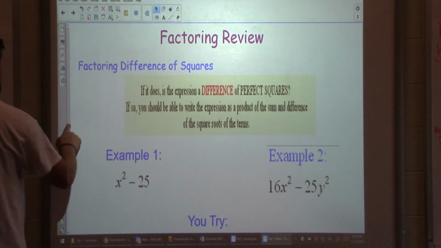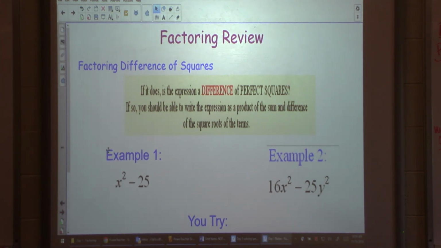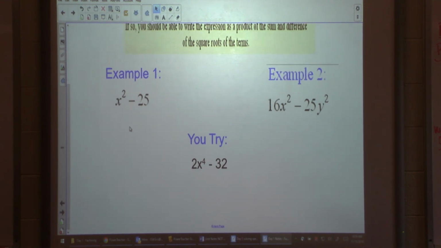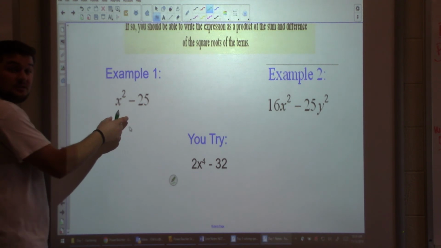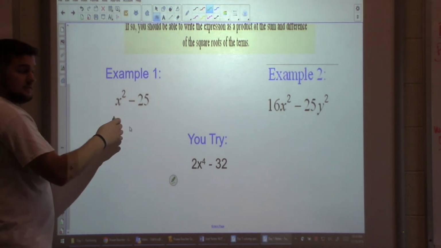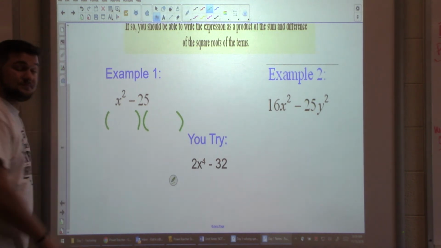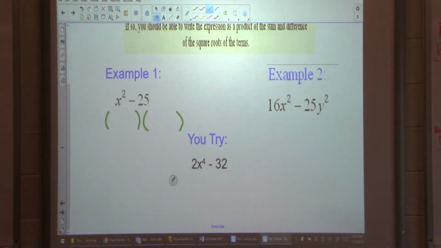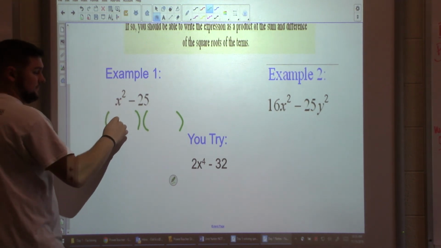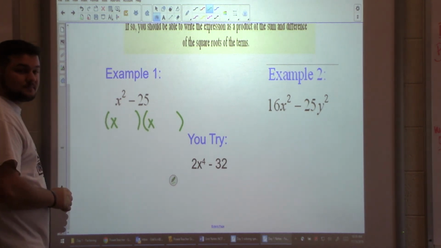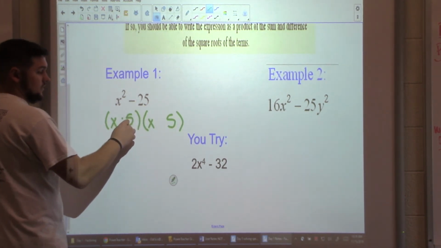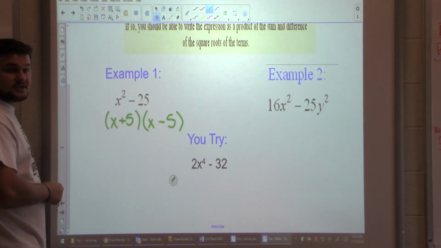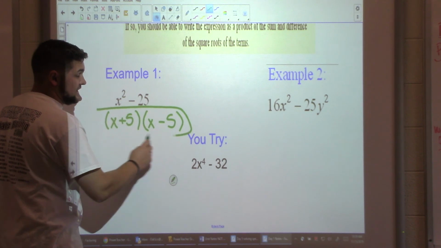So if I look at this first example, x squared minus 25. First of all, is it a difference? Do I have subtraction? Yes. Do I have two perfect squares? Yes. Is x squared a perfect square? Yeah. Is 25 a perfect square? Yeah. So to factor it, it's actually going to be really easy. What we're going to do is take the square root of both terms. Square root of x squared is x. And that's going to be my first part. Square root of 25 is 5. That's my second part. One of them is addition. One of them is subtraction. That's our factored answer.